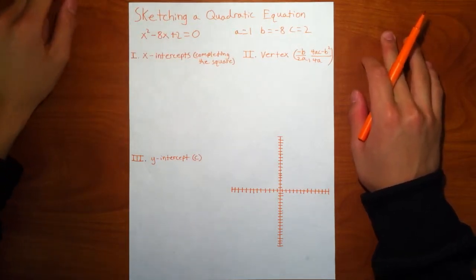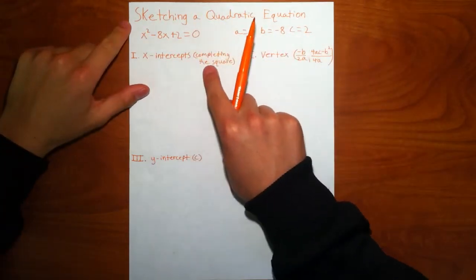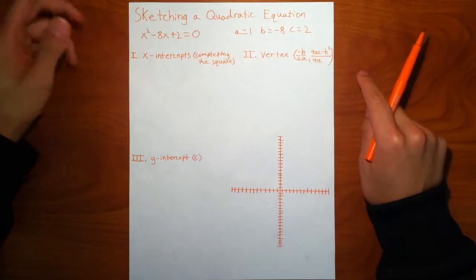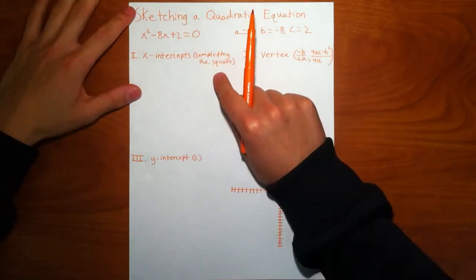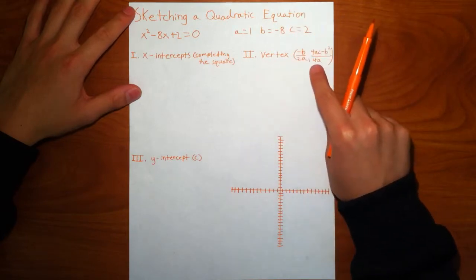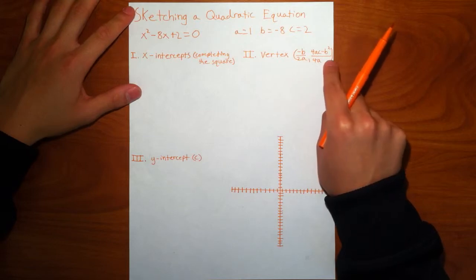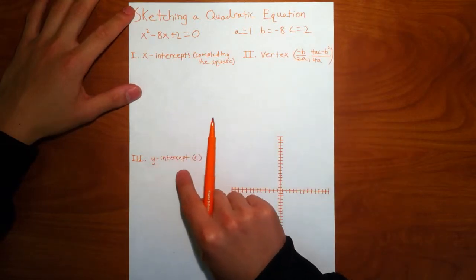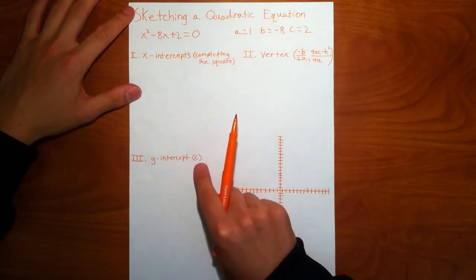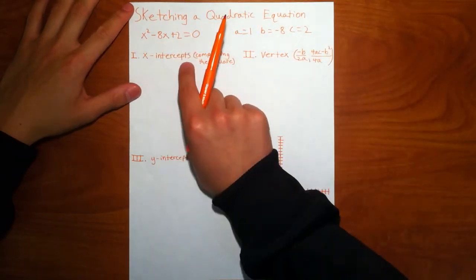So the first thing that I'm going to do is find the x-intercepts, and to do this, I'm going to use a method called completing the square. The second thing I'm going to do is find the vertex, and I'm just going to plug in the a, b, and c into this equation. The third thing I'm going to do is find the y-intercept, which is simply c. So now I'm going to go ahead and find the x-intercepts.